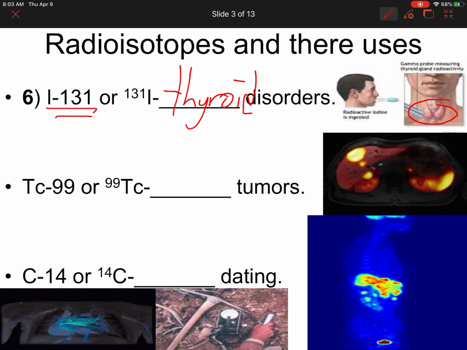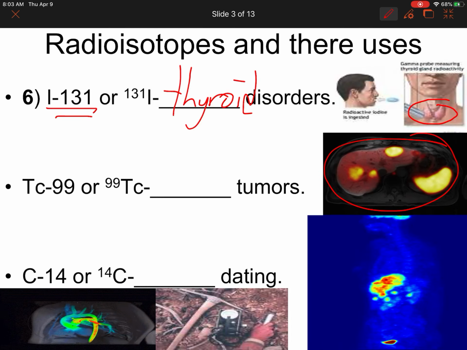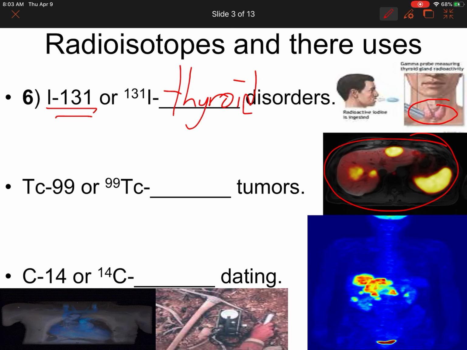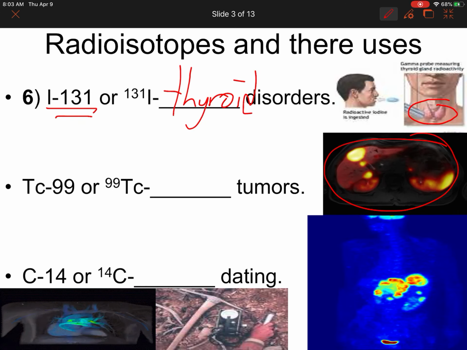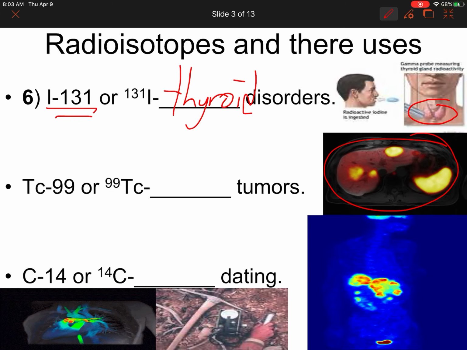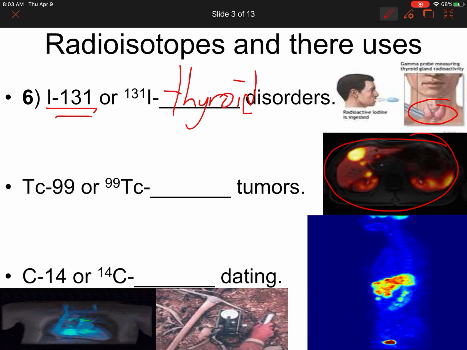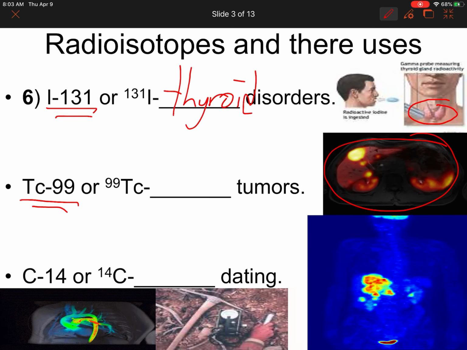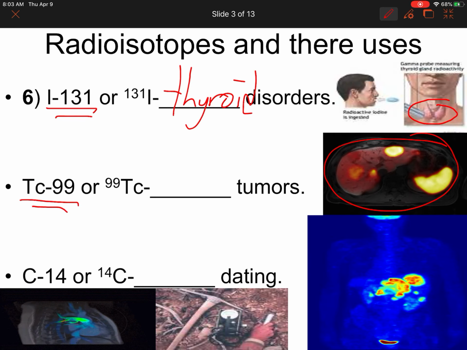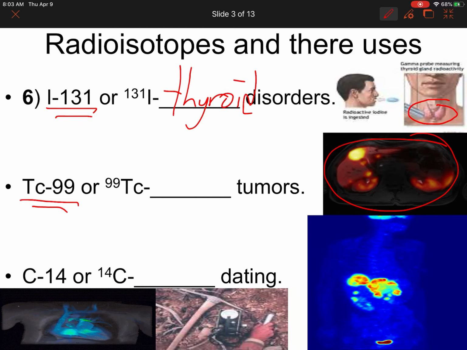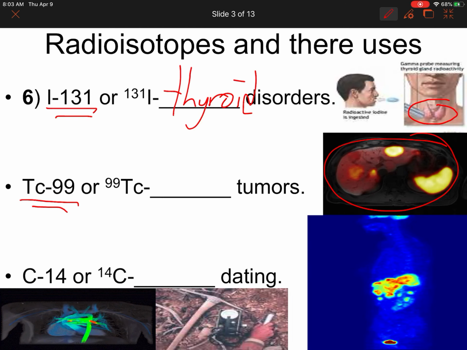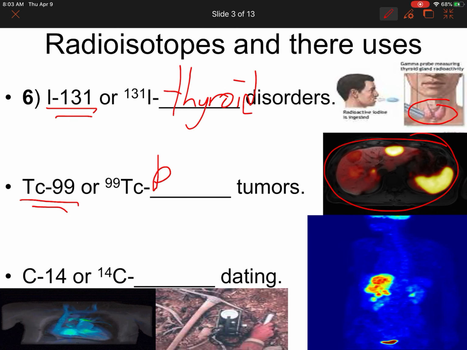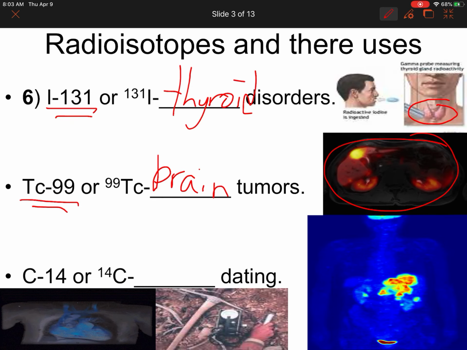Now, over here is a scan of the human brain. As you see, different parts of the brain light up during the scan. Unfortunately, the parts that don't light up many times are the ones that are the tumors. So, the next one you have to memorize is called TC or technetium 99. Technetium is atomic number 43 on the periodic table. Technetium, which is actually radioactive, helps to determine brain tumors.